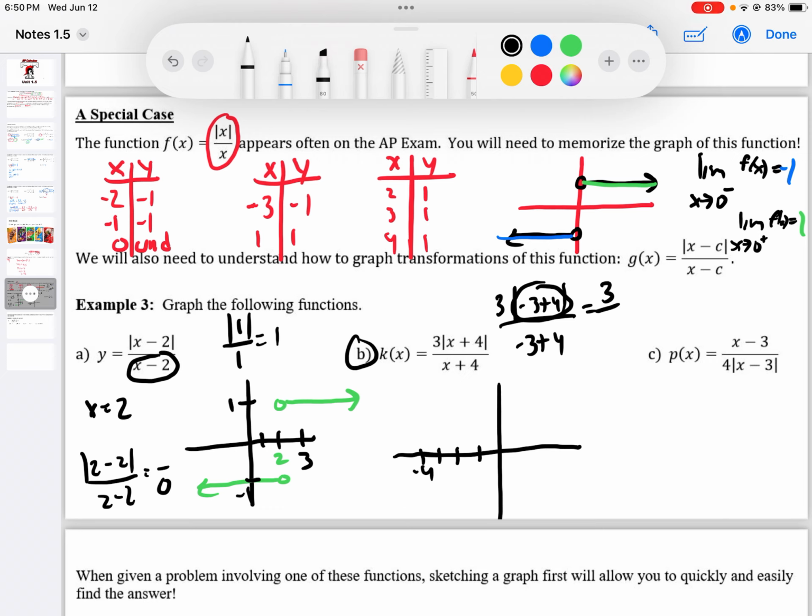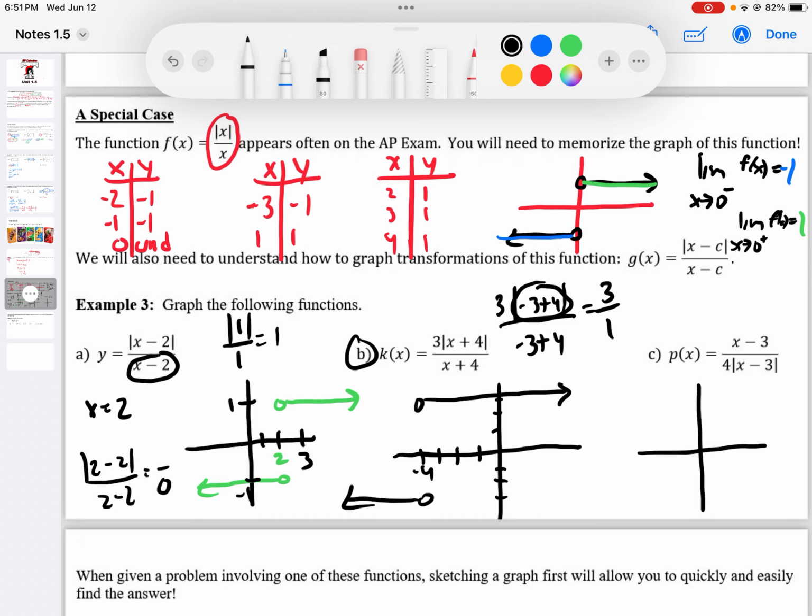Oh well. -3 plus 4 would be 1, so this one would be 3. So on the right, it's up here at 3 now, and down here at -3. I would just plug in some numbers and I could check that out. Now I can do some stuff with the left-handed limit, the right-handed limit.